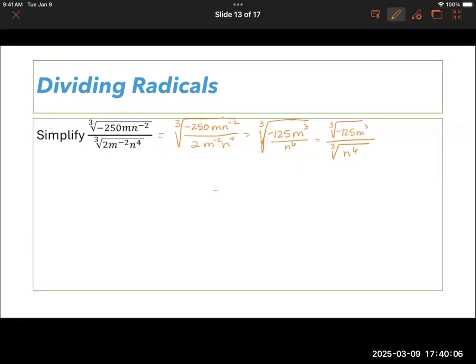Okay, and then we simplify from there. So the cubed root of negative 125 is actually a negative 5. The cubed root of m cubed will be m. Remember, we don't need absolute value signs when it's an odd root. And then the cubed root of the n to the 6th will be n squared. And so this is your result.